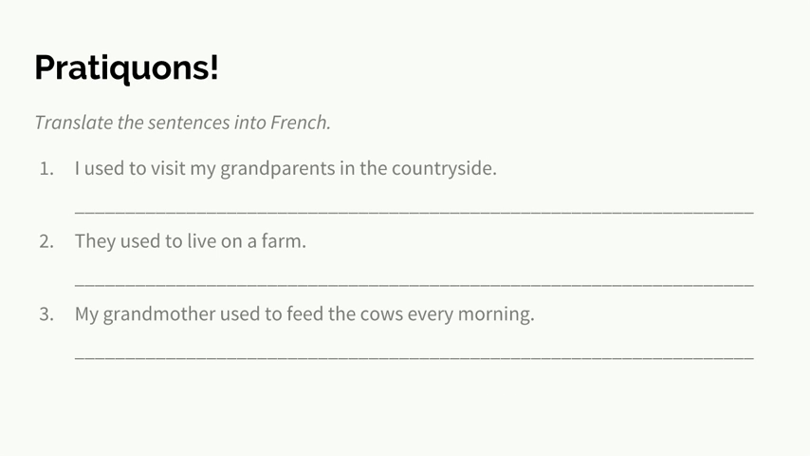Pratiquons. So translate these sentences into French. Number 1, we have I used to visit my grandparents in the countryside. And remember when we are visiting people, we always use rendre visite à. 2, they used to live on a farm. And 3, my grandmother used to feed the cows every morning. So you can press pause here, write out these sentences in your notes, and then come back, press play, and we'll go over the answers together.